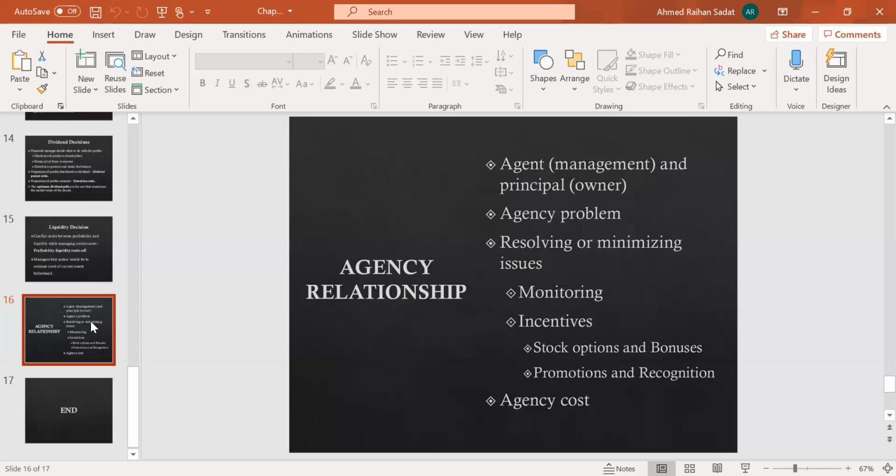So if I summarize the topic, there are two parties in an agency relationship. One is the agent, one is the principal, and there might be some agency conflict or agency problem. And to resolve or minimize the agency issues, we have to incur agency cost. So there are three topics in agency relationship. One, what is the relationship itself? Two, what is the problem? And three, what are the costs? So that's about it for the agency relationship part.